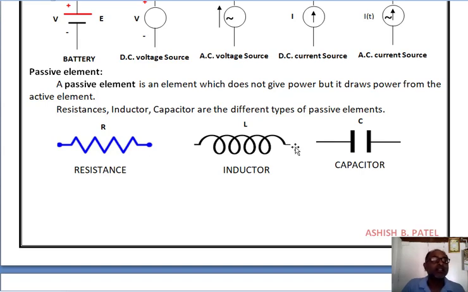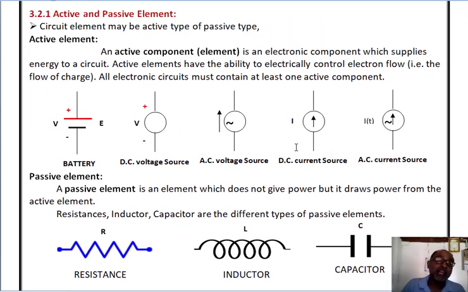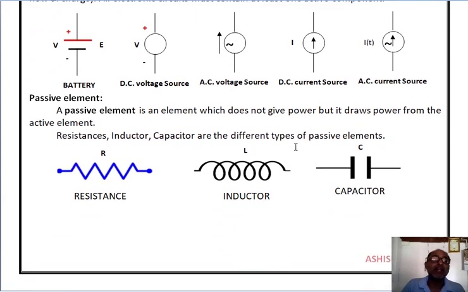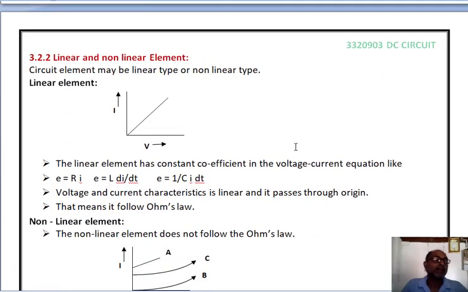So I think you can understand very well. An active element provides energy to the passive element, and a passive element draws power from the active element. So to run any network, both active and passive elements are required.